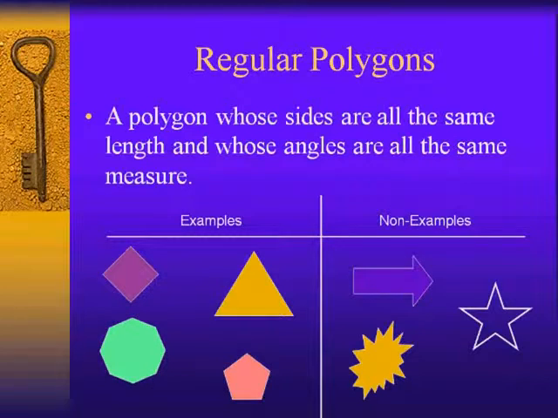Now we have two more examples and then several non-examples. Now note that each of those non-examples are types of polygons, but since all the sides and all the angles aren't the same, that means they're not the special regular polygons.